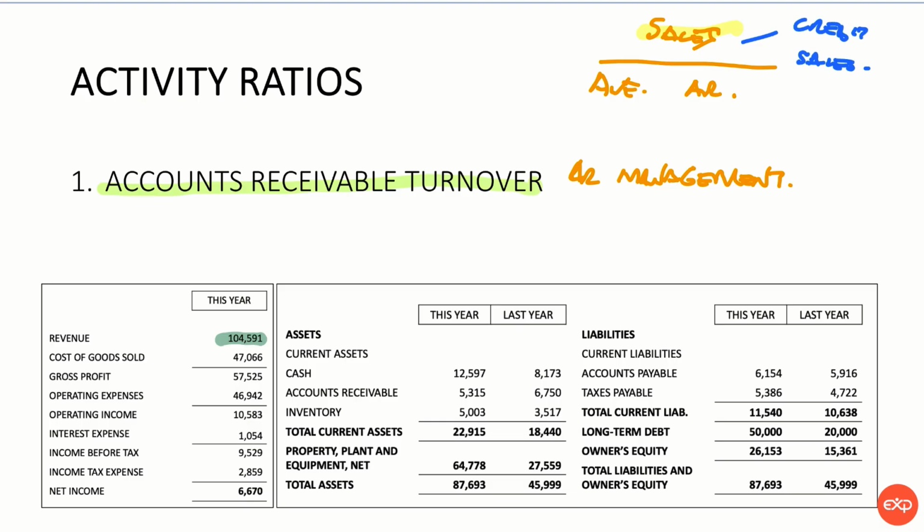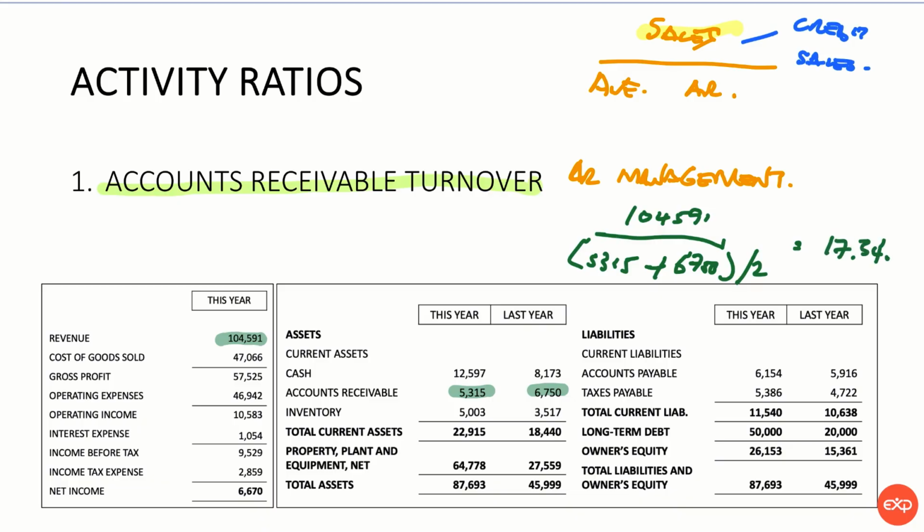So now we're ready to plot out the numbers. As mentioned, you're looking at credit sales over your average AR, and that is these numbers here. Let's plot them out. So you have 104,591 over 5,315 plus 6,750 divided by 2. So the accounts receivable turnover amount is 17.34. That means accounts receivable turns over 17.34 times.